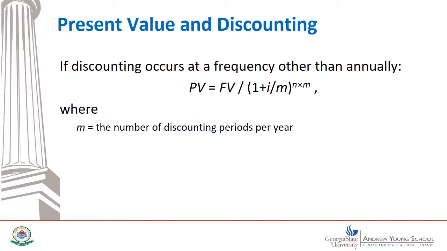If discounting occurs at a frequency other than annually, we follow the same convention we used earlier. We divide the annual discount rate by the number of discounting periods per year, and we have to multiply the number of annual periods by the number of periods within the year.